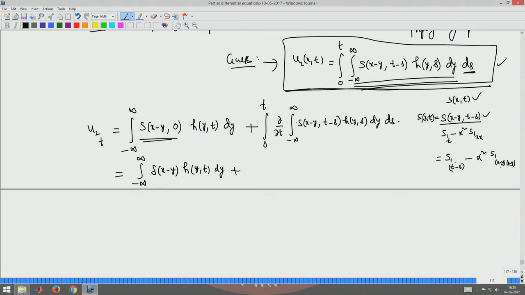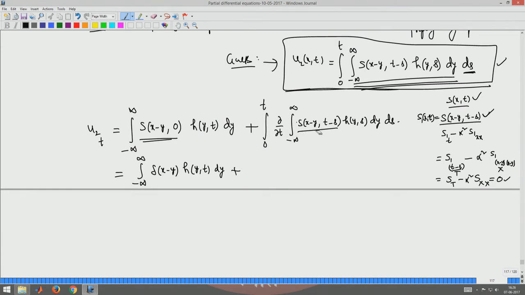So, but we know that, this is exactly equal to S1 of this. If you replace t1 by some t variable and this x1 by some x variable, this is nothing but S_t minus alpha square S_xx. This we know is 0, because S of x, t is satisfying the heat equation. In that sense, S of x minus y, t minus s is also satisfying the heat equation.